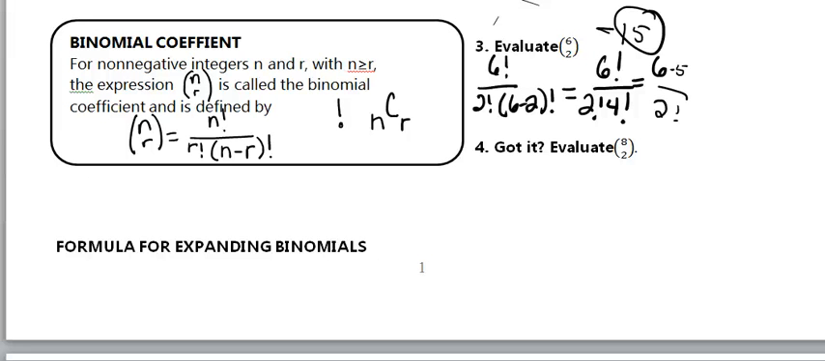That will conclude video A, and we'll move on to video B, which is the formula for expanding binomials.